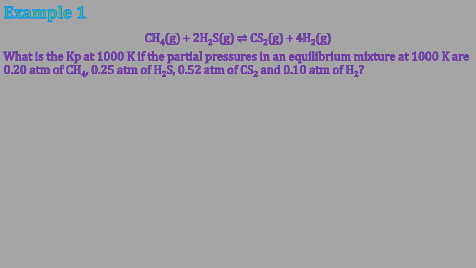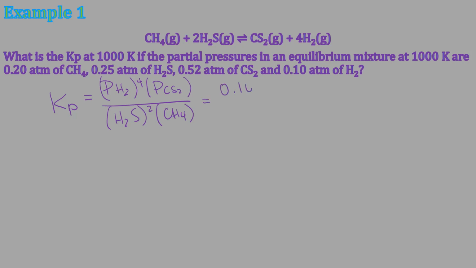So in this first example, it says, what is the Kp at 1000 Kelvin if the partial pressures in an equilibrium mixture at 1000 Kelvin are 0.2 atm of CH4, 0.25 atm of H2S, 0.52 atm CS2, and 0.1 atm of H2? So the equilibrium expression for Kp would be the partial pressure of H2 raised to the fourth times the partial pressure of CS2. Now remember, they have to be gases if they're going to have a pressure. A solid isn't going to have pressure, neither will something aqueous. And then CH4 is to the first. So that's the expression.